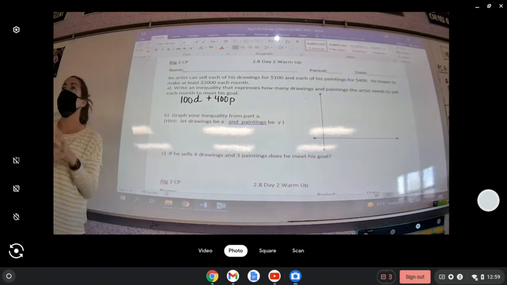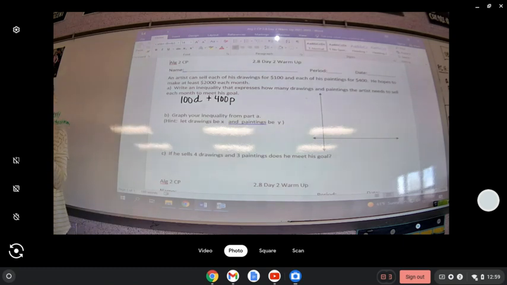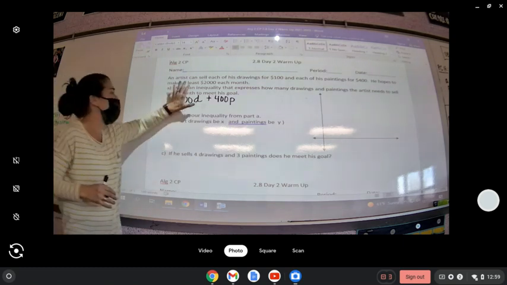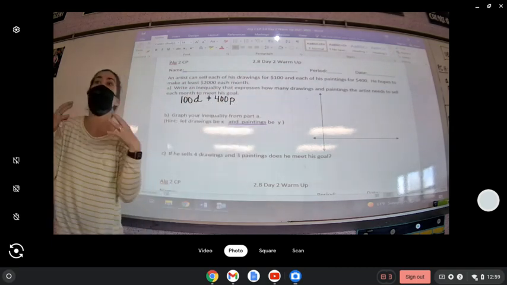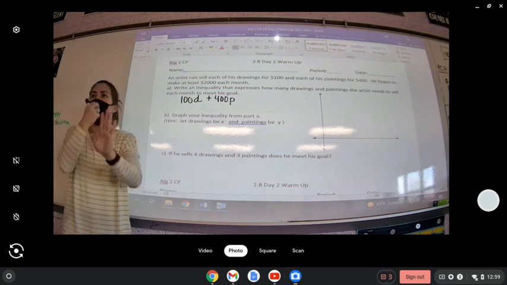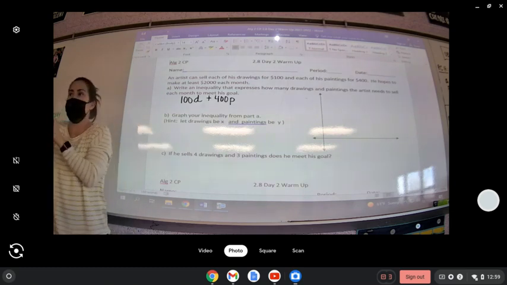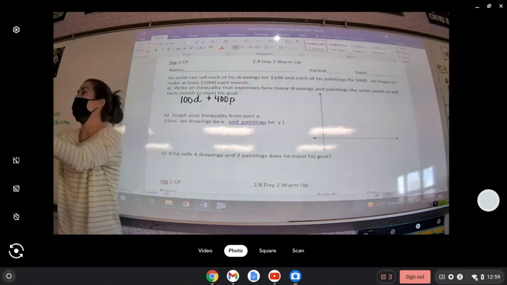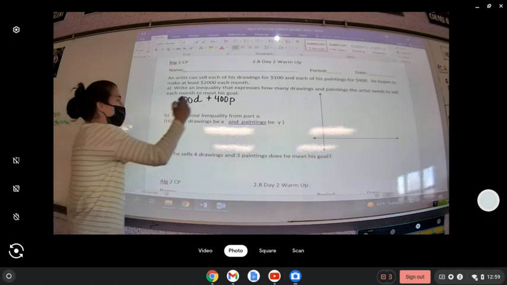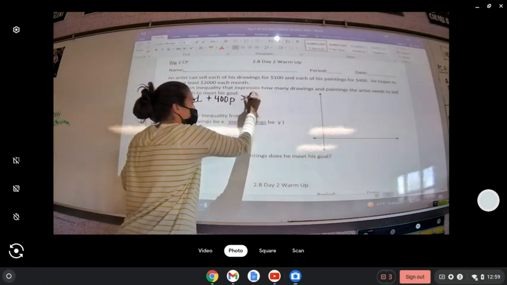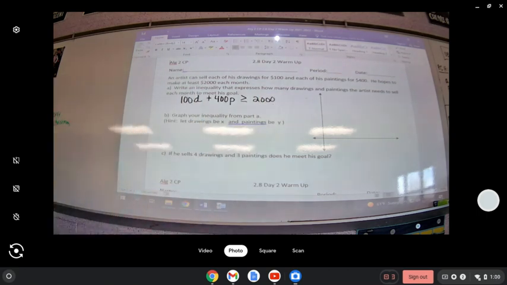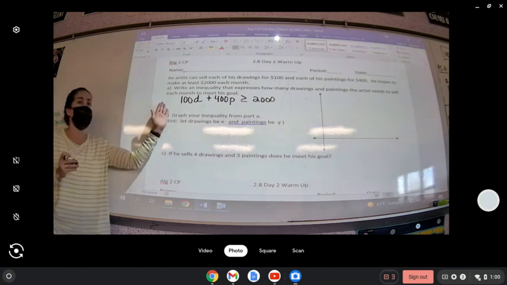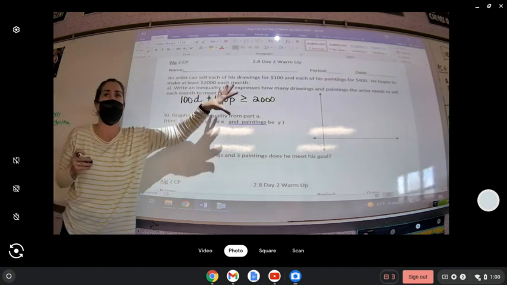Now, he wants to make how much money each month? 2,000. So guys, he needs this to be what compared to 2,000? Equal would be fine, but it wants it to be at least 2,000. Greater than or equal to, right? It's got to be bigger than 2,000 or equal to it. As long as it is greater than or equal to $2,000, he will have met his goal. So you just wrote an inequality that models this situation.